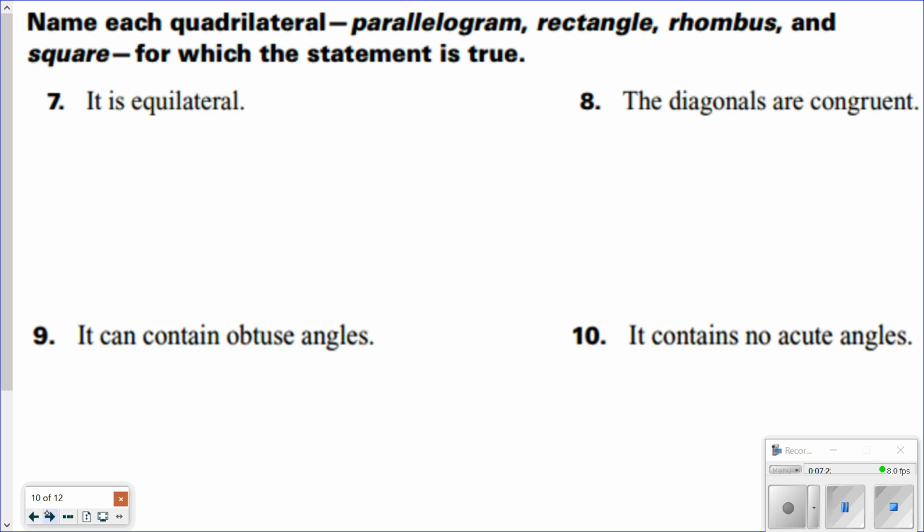Name each quadrilateral, either a parallelogram, rectangle, rhombus, or a square, for which the statement is true. Once again, I would get out your properties. That will help you to answer these questions. All right, so the first one, it is equilateral. So equilateral means all sides are congruent. So which one does this work for? It works for a rhombus and a square.